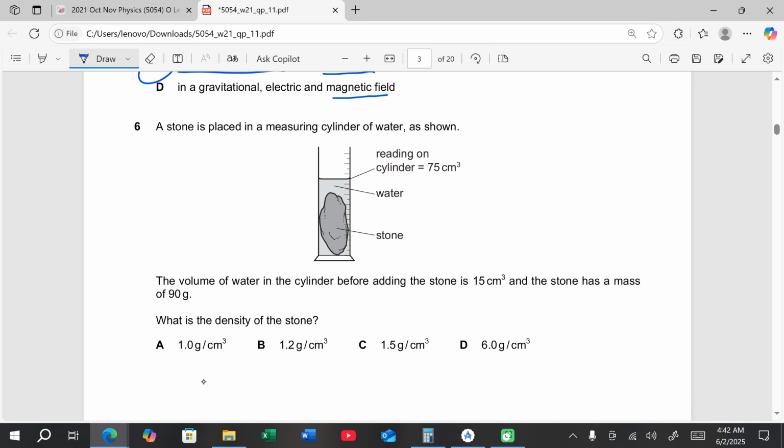A stone is placed in a measuring cylinder of water as shown. The reading is 75. The volume of the water in the cylinder before adding the stone is 15. So the stone's volume will be equal to 75 minus 15, which is 60. The stone has a mass of 90 gram. What is the density? So density is equal to mass over volume. Mass is 90 and volume is 60, so it is going to be 1.5.